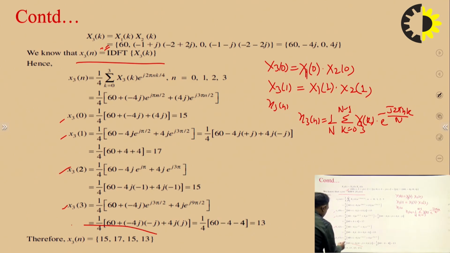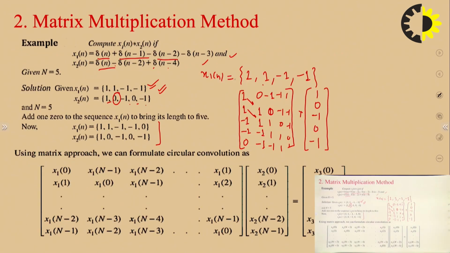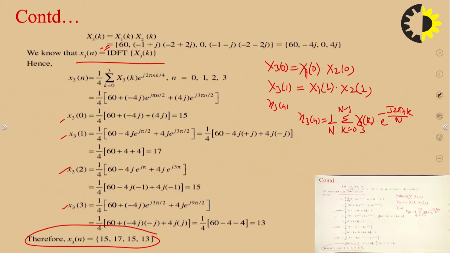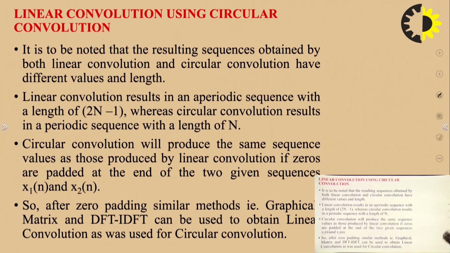So these are the values of x3: 15, 17, 15, 13, and these are the same values that we obtained using the first method. Okay, so this is how we solve the circular convolution between two sequences using these three methods mentioned here. Now another aspect is linear convolution using circular convolution.